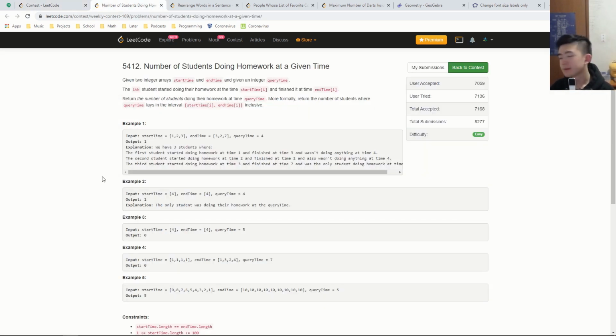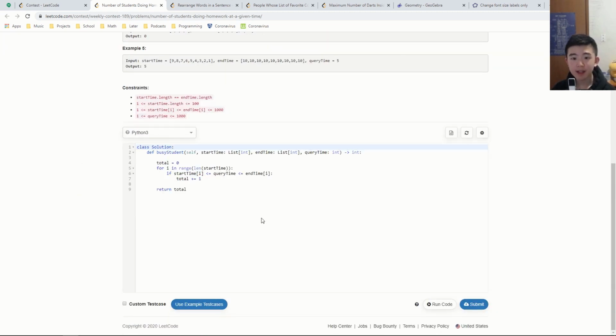Problem 1. Number of students doing homework at a given time. You are given 2 integer arrays, start time and end time, and given an integer query time. The ith student started doing their homework at the time, start time, and finished it at time, end time. Return the number of students doing their homework at time, query time. More formally, return the number of students where query time lies in the interval start time I, end time I inclusive. This is quite simple.